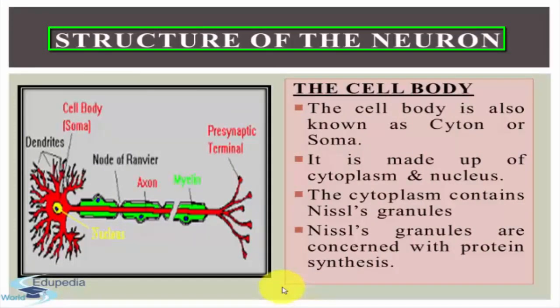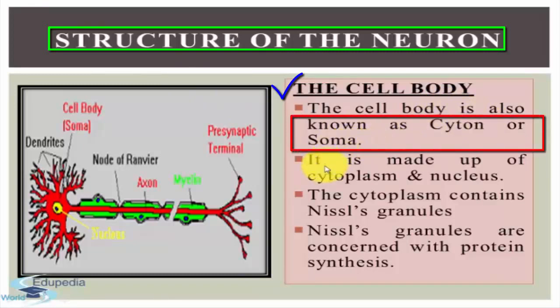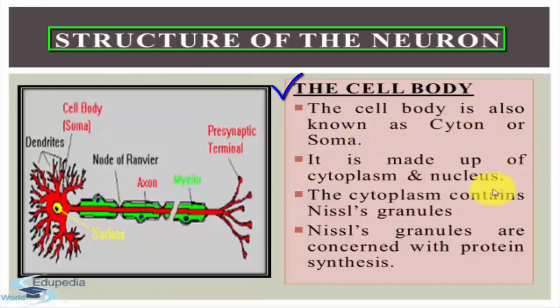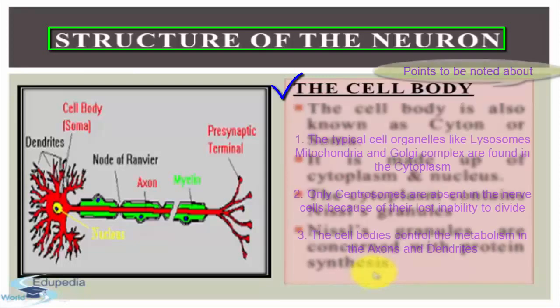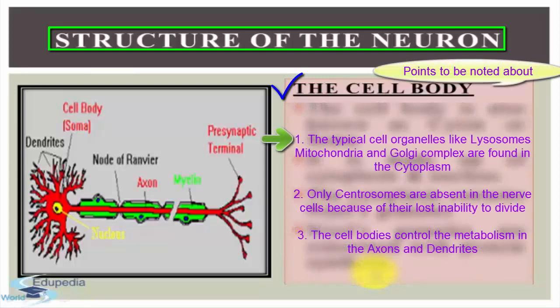First of all, we'll discuss the cell body. The cell body is also known as cyton or soma. It is made up of cytoplasm and nucleus. The cytoplasm contains Nissl's granules. Nissl's granules are the ones that are concerned with protein synthesis. The typical cell organelles like lysosomes, mitochondria, and Golgi complex are found in the cytoplasm. Only centrosome is absent in the nerve cells because these cells have lost the ability to divide. The cell body controls the metabolism in the axon and dendrites.